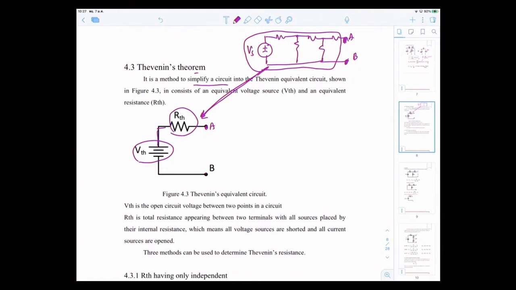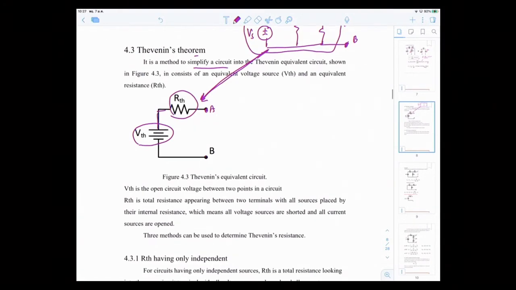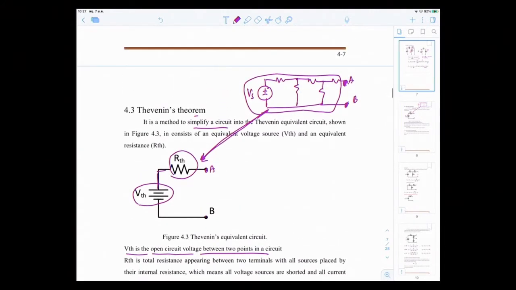The definition of VTH, or Thevenin voltage, is that it is the open circuit voltage between two points in a circuit. What it means is that a problem may ask you to find the Thevenin circuit looking from this point of view, from this R in, this resistor. So it could be a different point in a circuit that the question asks about.